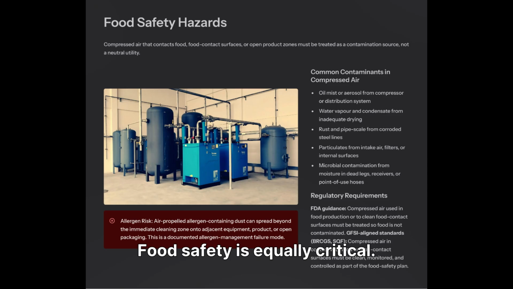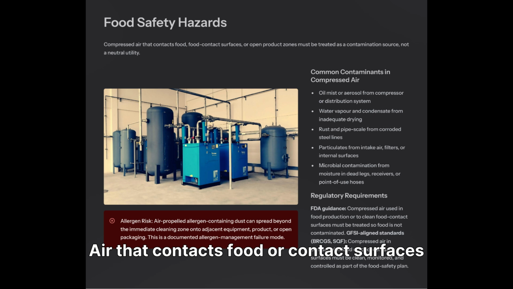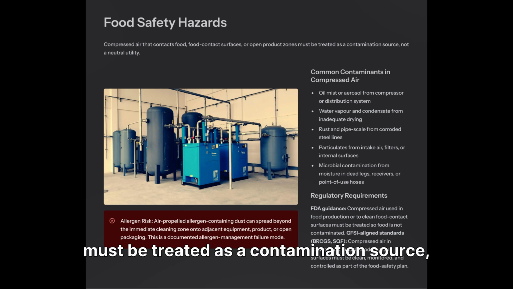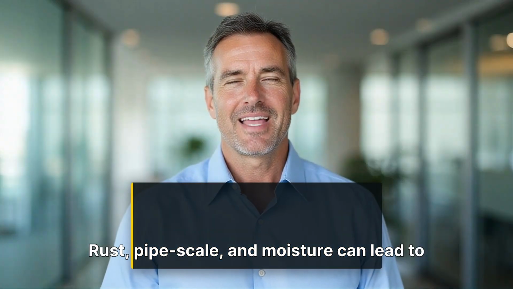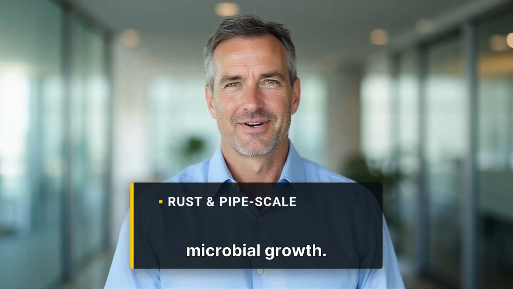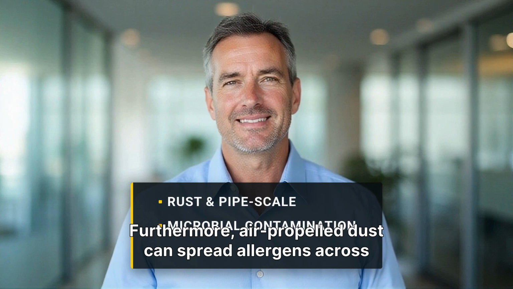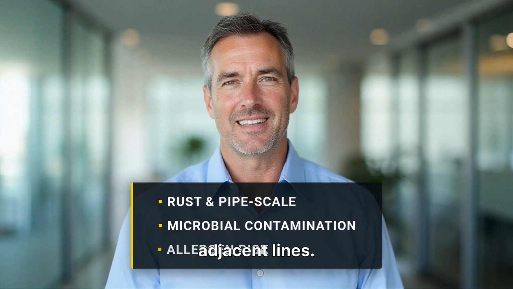Food safety is equally critical. Air that contacts food or contact surfaces must be treated as a contamination source, not just a utility. Rust, pipe scale, and moisture can lead to microbial growth. Furthermore, air-propelled dust can spread allergens across adjacent lines.